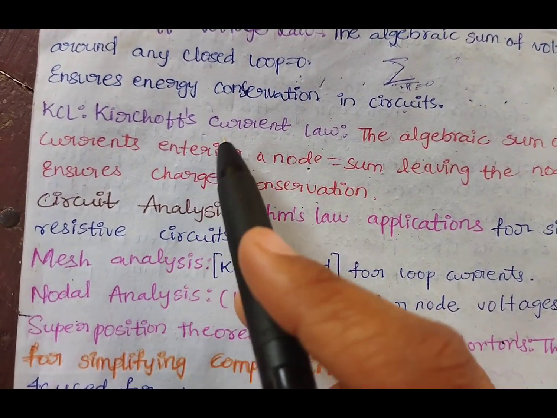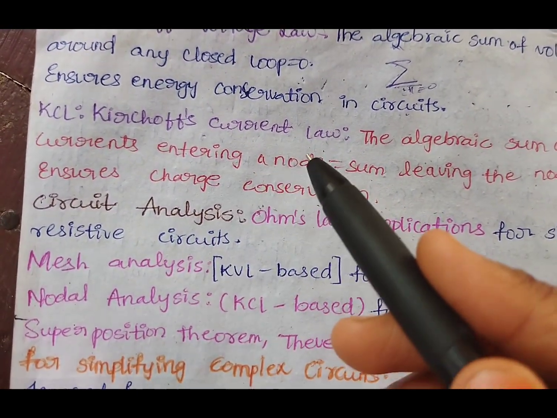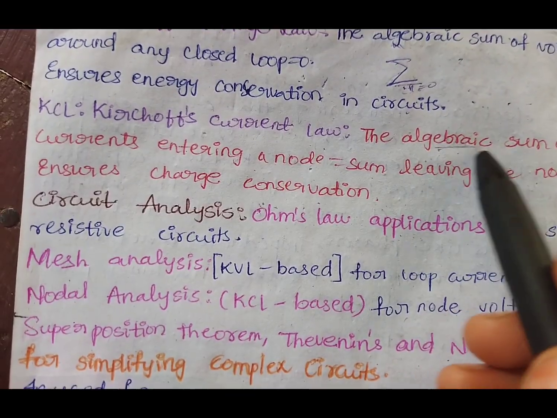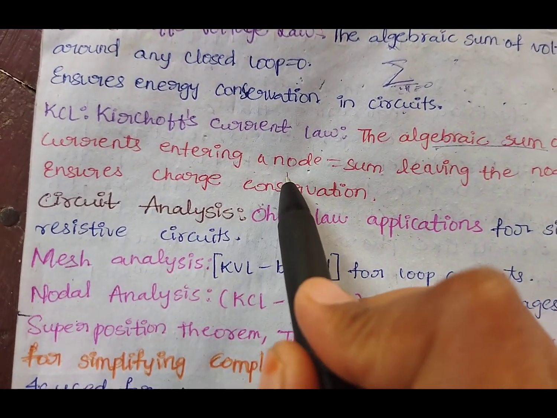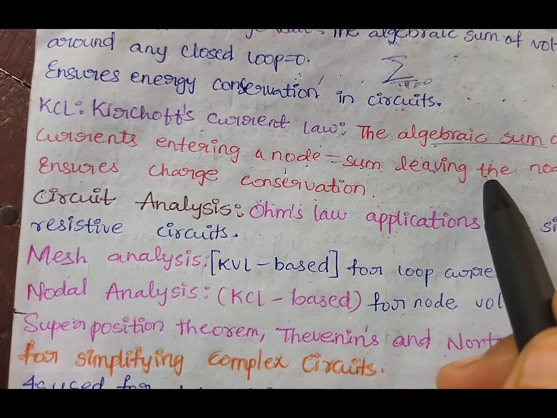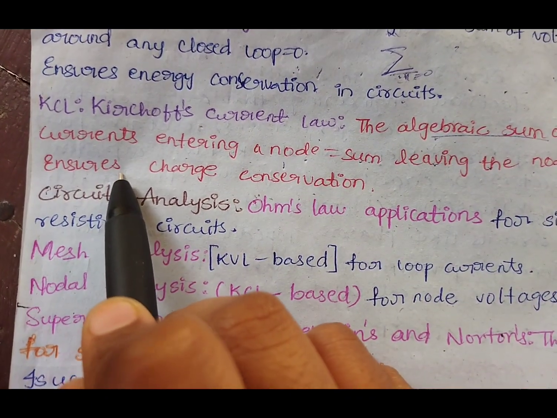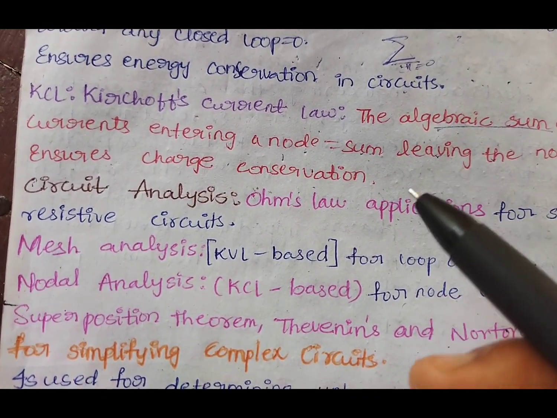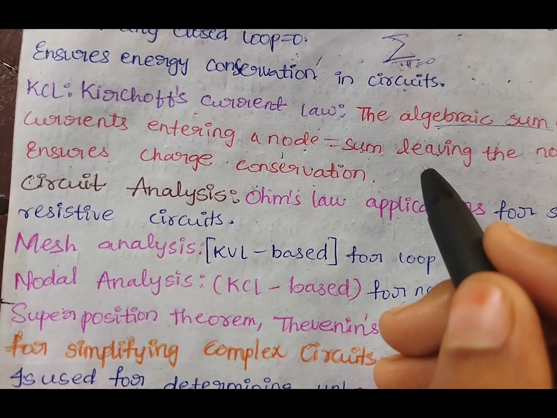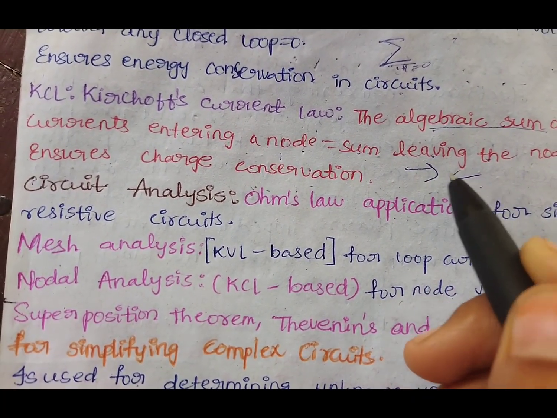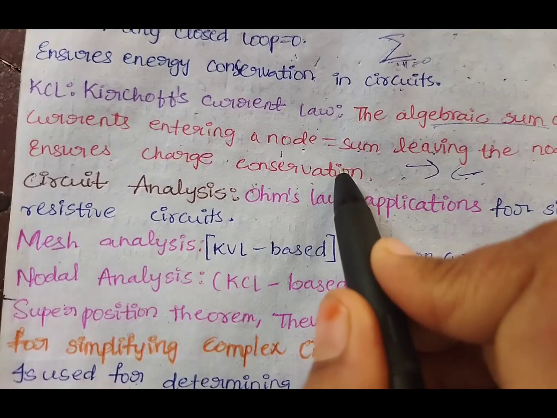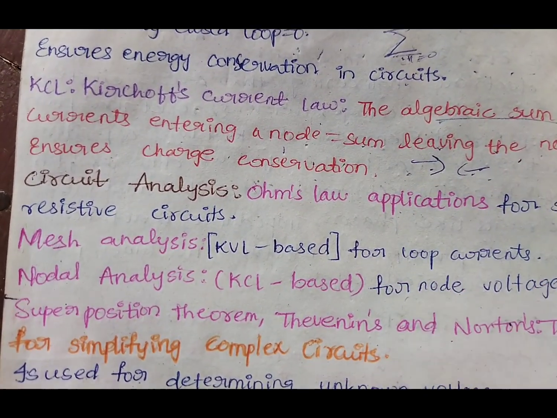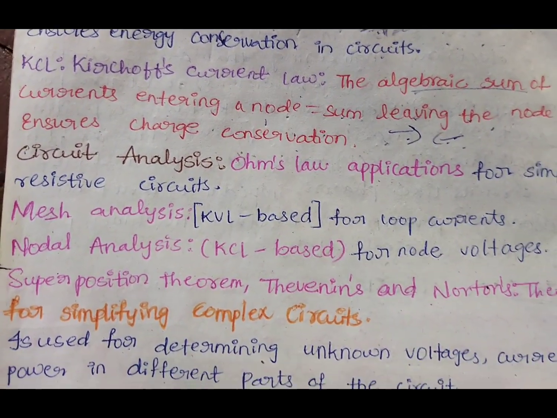KCL is a property for measuring current. The algebraic sum of current entering a node is equal to the sum of current leaving the node. Sum of incoming is equal to sum of outgoing. These two are equal. Sum of incoming minus sum of outgoing is equal to 0. Both are similar. Both are the same.